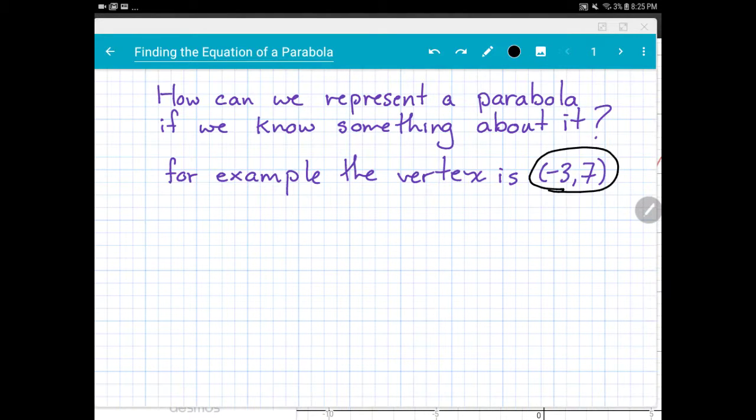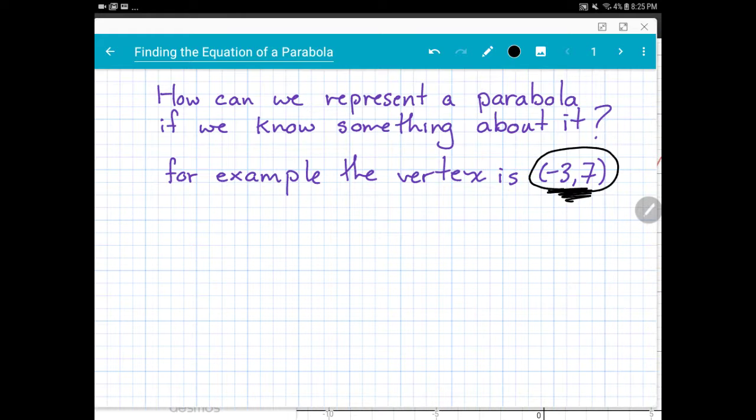Hello everyone, we're talking about functions again today. Specifically, we're going to talk about quadratic functions and even more specifically, how we come up with an equation when we have some information about a given parabola. So for this specific example, we've got a vertex. We've been told what the vertex is.